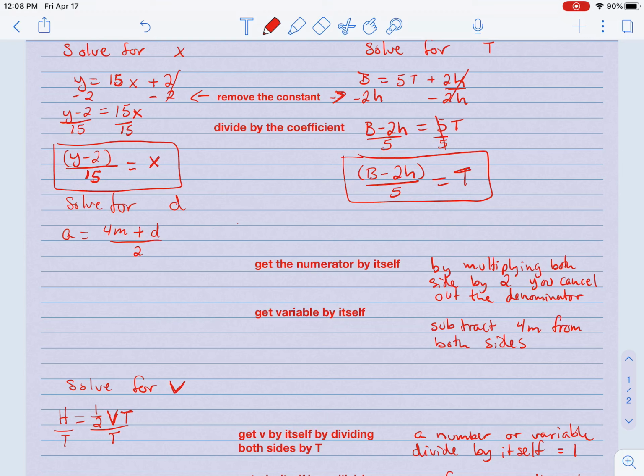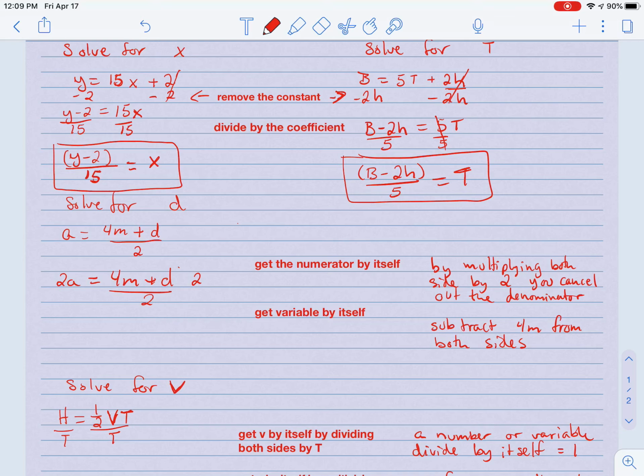Okay, so our first step, we can't just add or subtract 4m from both sides because we have to deal with this divide by 2 first. So to get rid of that divide by 2, or to get rid of the denominator so we just have the numerator, we're going to have to multiply both sides by 2. So this is going to be 2a equals 4m plus d over 2.